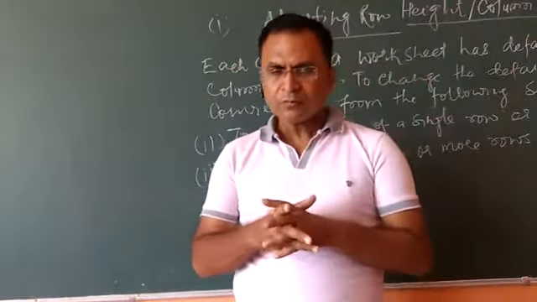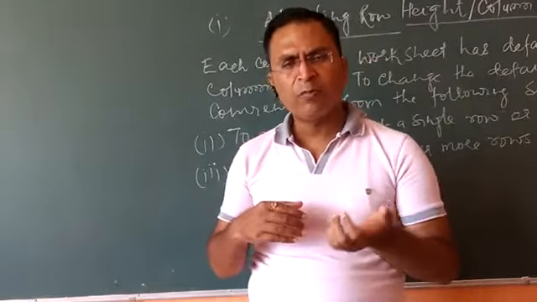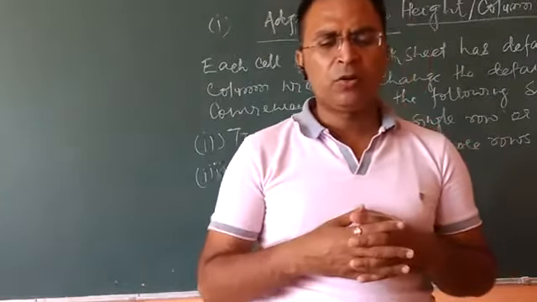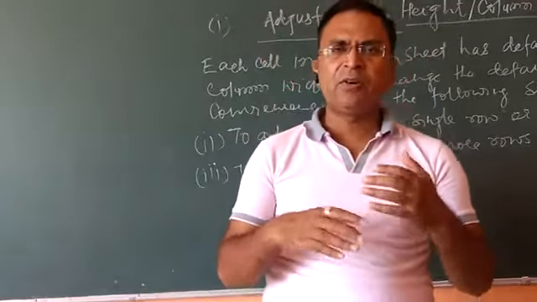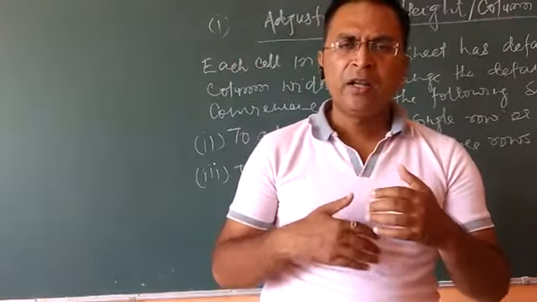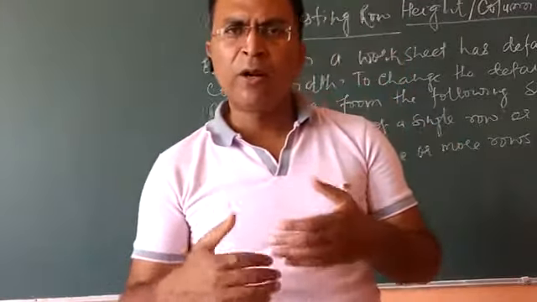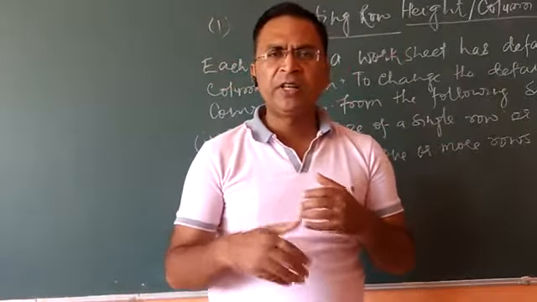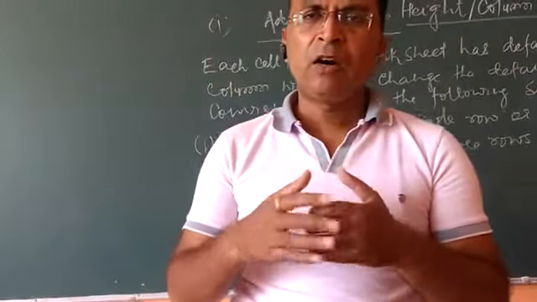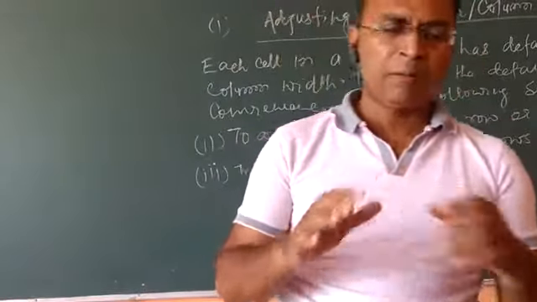Now, as you have performed this operation, you click on the OK button. As you click on the OK button, the default settings of the row height and column width will get updated, meaning they will change. The value you have provided will be applied, and the changes to the row height and column width will appear.